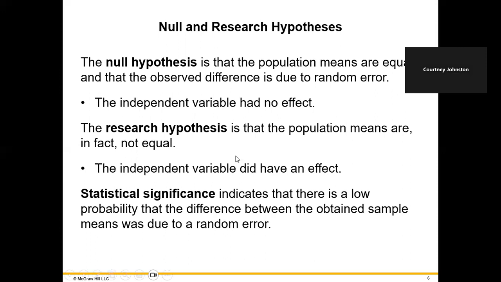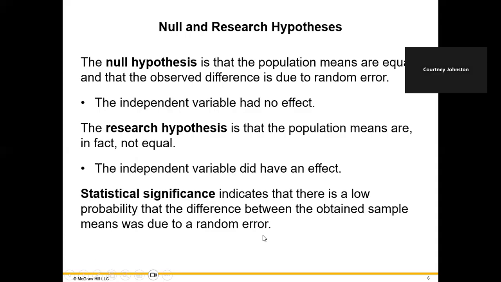Whereas the research hypothesis is that the population means are, in fact, not equal. So this indicates that the independent variable did have an effect. So in the case of the example I just gave, just world beliefs do have a predictive impact on conspiracy theory beliefs. There is a difference.